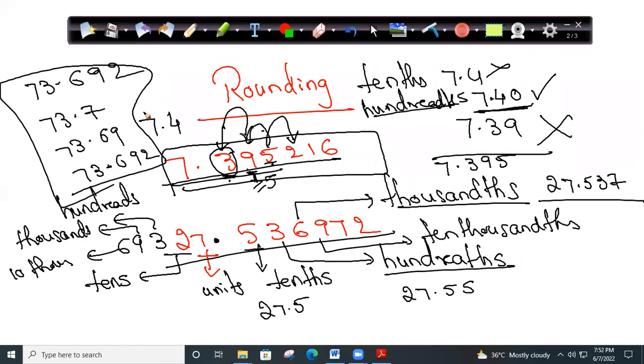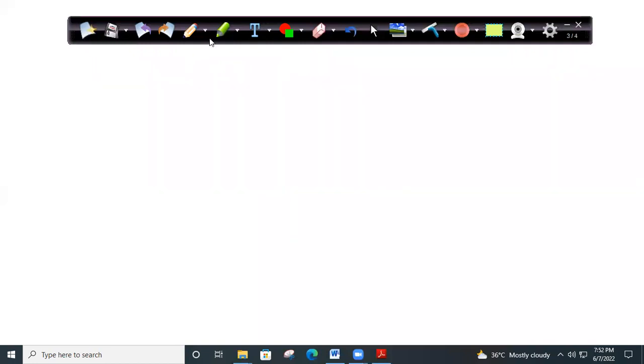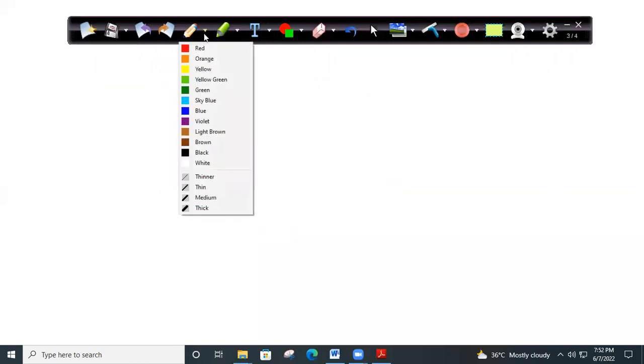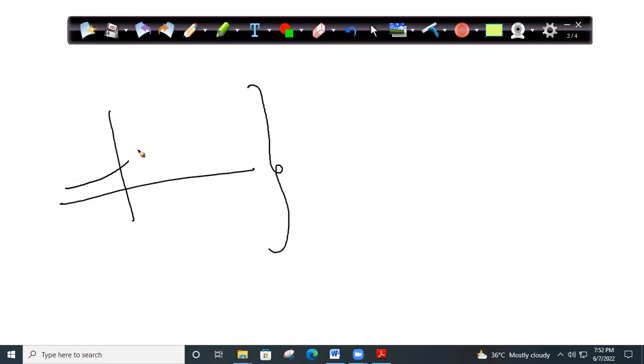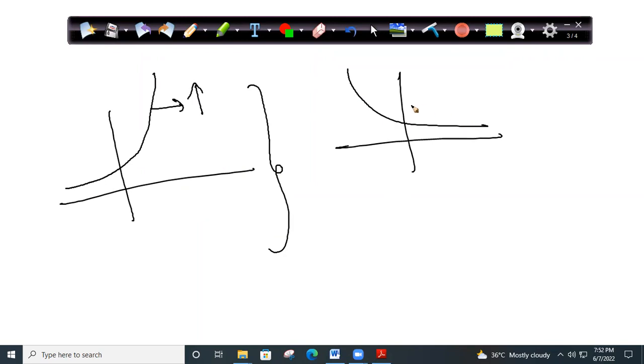Very good. Now let us briefly see what an exponential function is, in 2 minutes. Listen to me. Exponential function means there are 3 ways to represent it. One way is in a graph. In a graph, it looks something like this. It is called an exponentially increasing function. If it is something like this, it is an exponentially decreasing function.